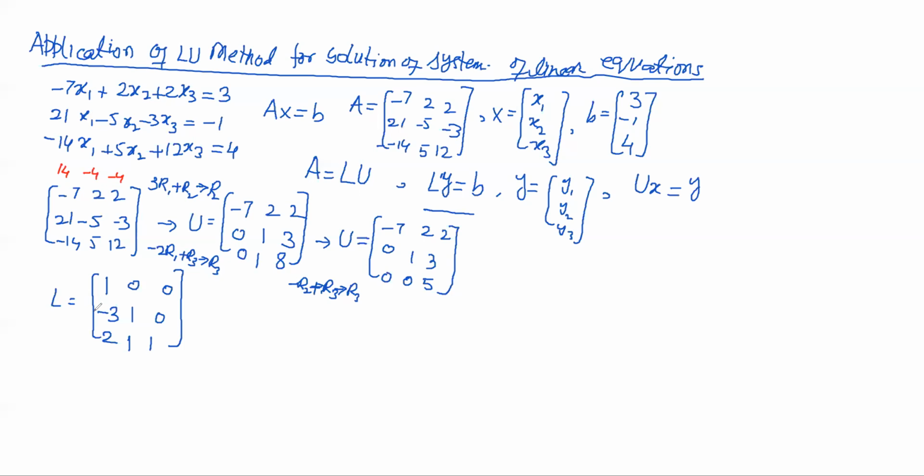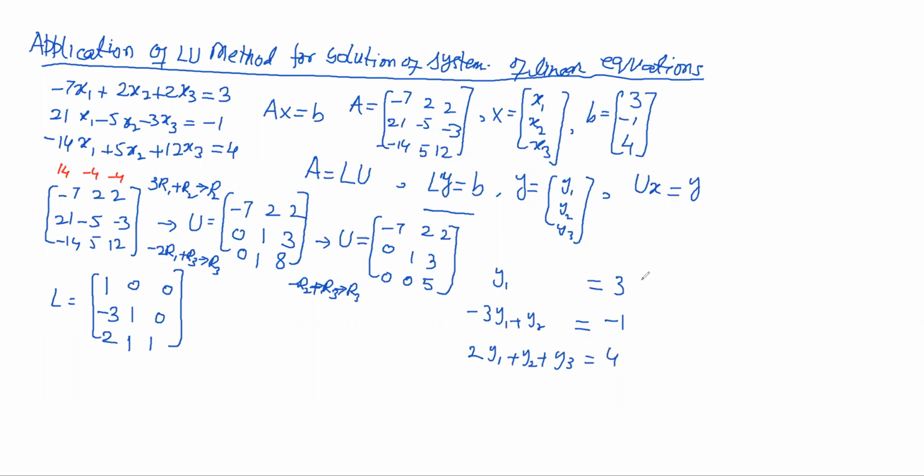So now we will apply this for solving. We will solve for y first. So it will be Ly is equal to b. L means this one. So y1 is equal to b, and b is 3. And then -3y1 plus y2 is equal to -1, from this lower triangular matrix. And 2y1 plus y2 plus y3 will be equal to 4.